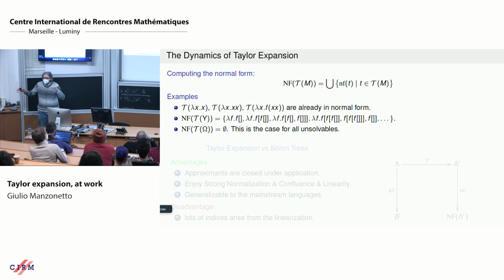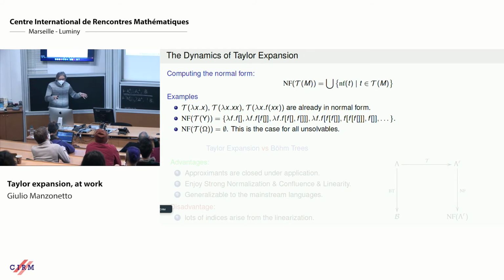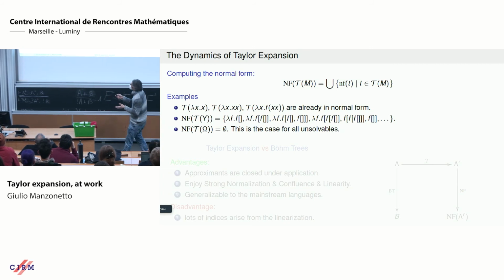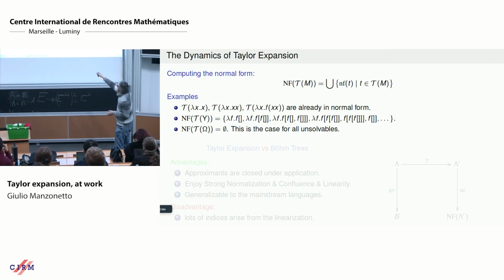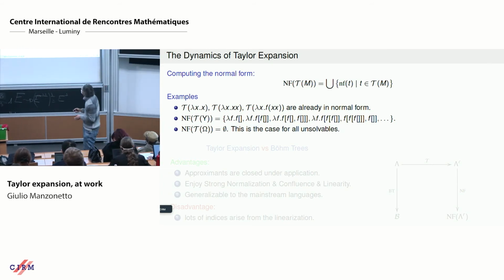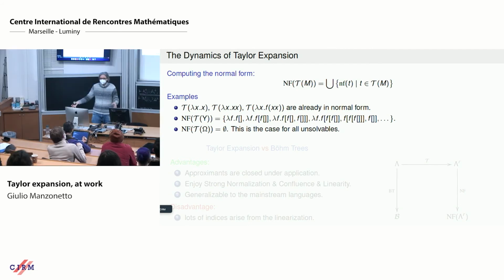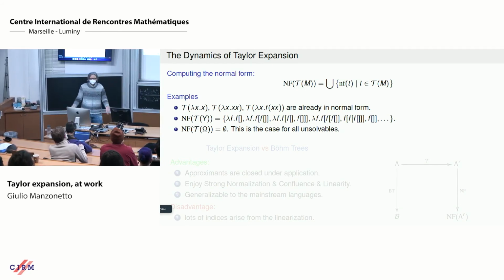So this definition is inductive and static, but since the resource calculus is strongly normalizable, we can endow this with a dynamic. So we can define the normal form of the Taylor expansion of a term as the union of the normal forms of its elements, because each of these elements is strongly normalizing. It gives a finite sum. We can see this sum as a set, and then we take the union.